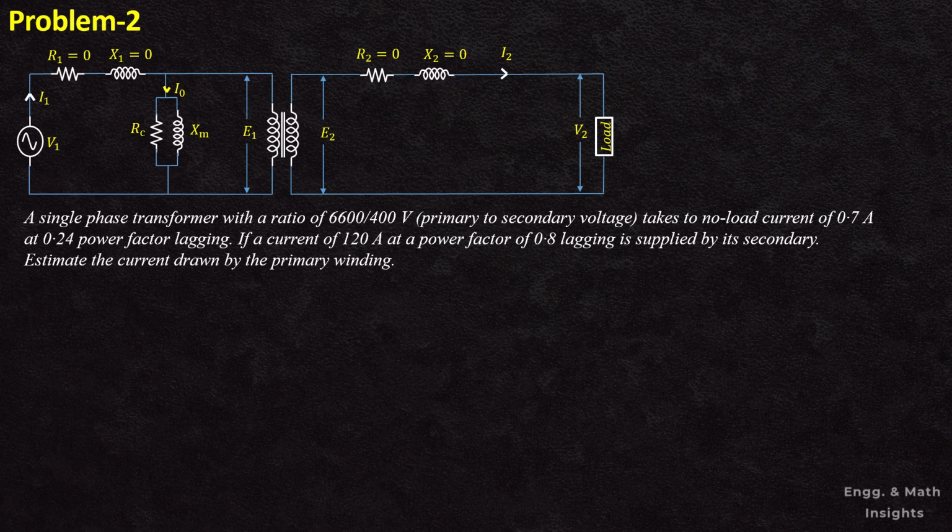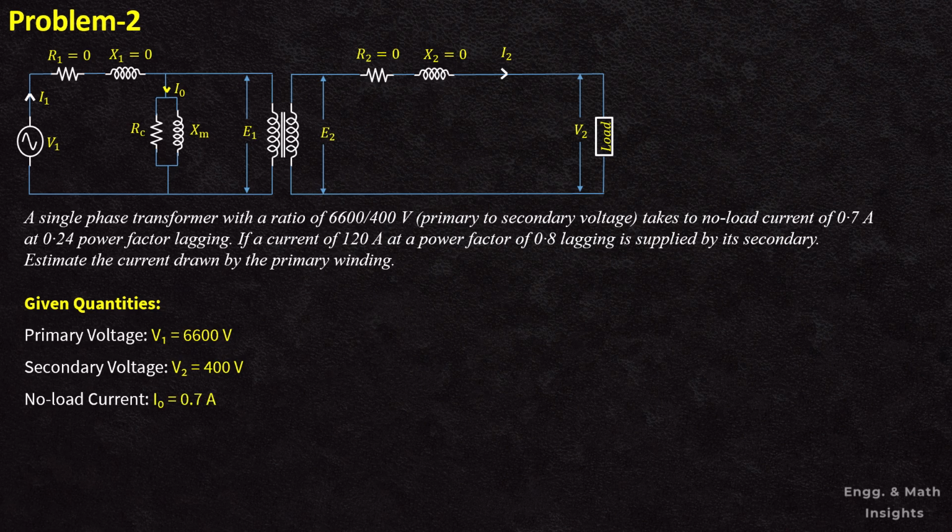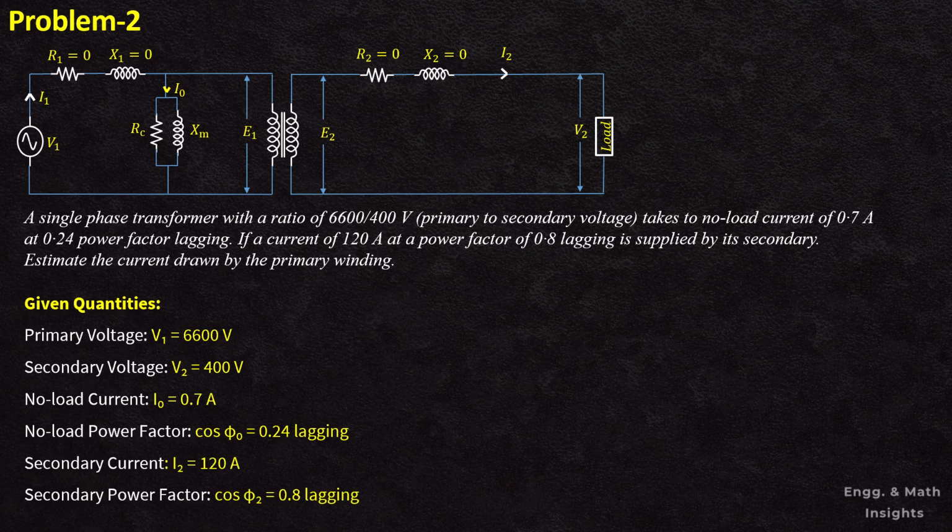So before solving, let us list out the given quantities. Here we have the primary voltage V1 as 6600 volt, secondary voltage V2 as 400 volt, no load current I0 as 0.7 ampere, and the power factor for no load current is 0.24 lagging, and secondary current I2 is 120 ampere, and the power factor 0.8 lagging.